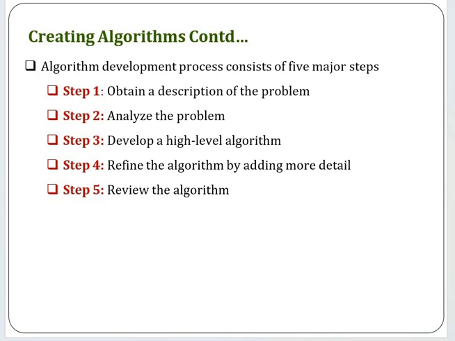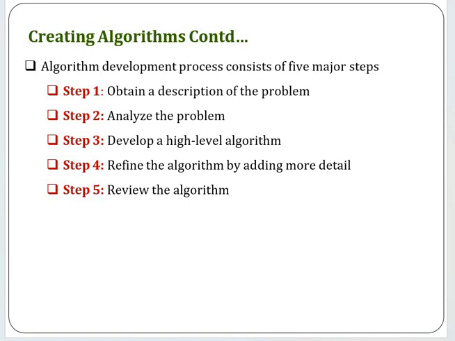And then the second step is to analyze the problem. Once you have a clear understanding of the problem, you need to analyze it in detail. That is, break down the problem into smaller subproblems. Identify which data structure is required to represent the problem. Determine the potential approaches to solve the problem. Okay. And then the third step is to develop a high level algorithm.